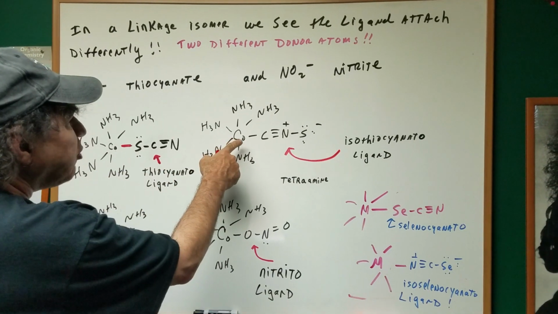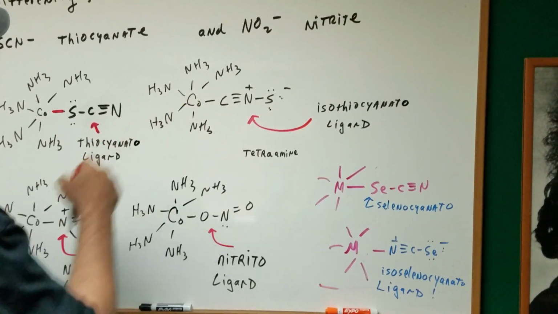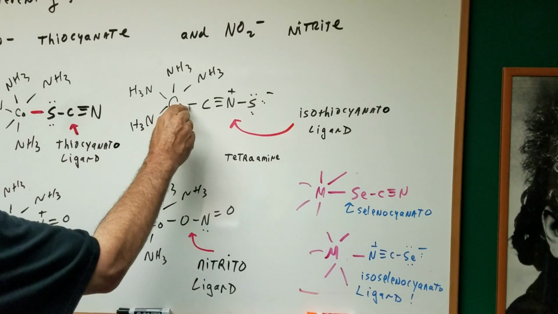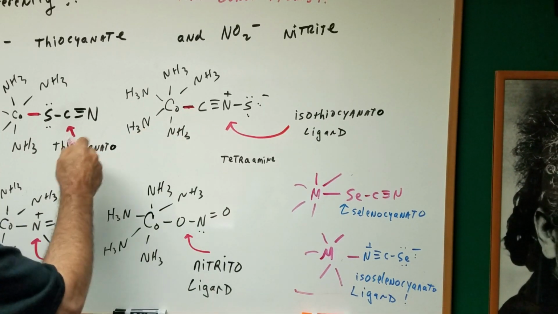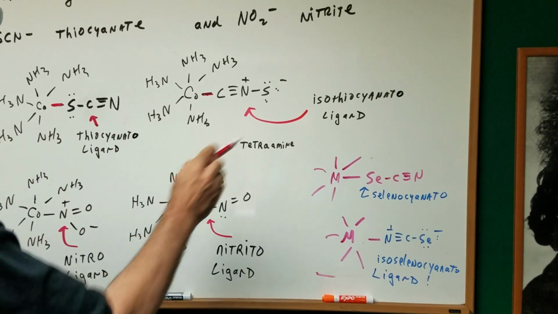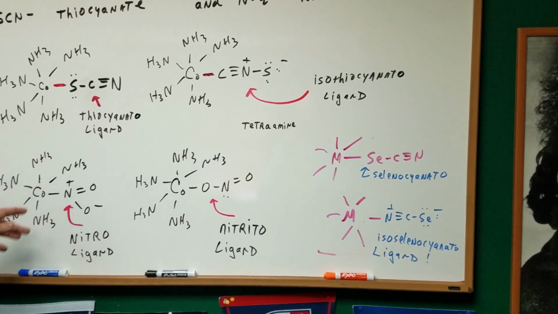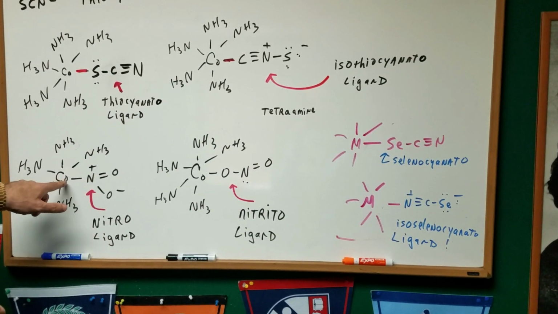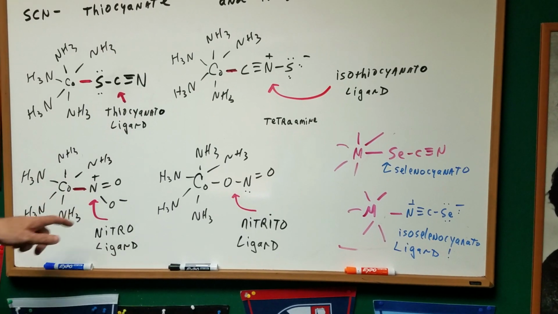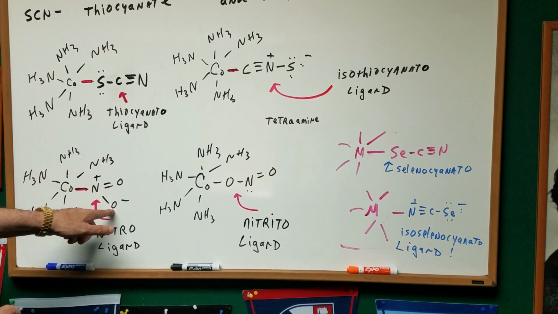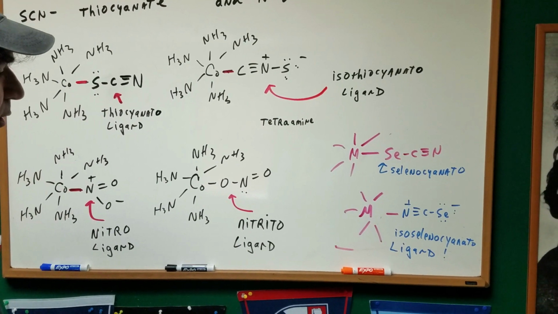But now, look what happens. Instead of attaching from the sulfur, we can attach it from the nitrogen side. So notice, we linked them differently. And now, instead of having a thiocyanate ligand, we have an isothiocyanate ligand. All right, another example would be nitro. Notice if I attach it here, there's a cobalt-nitrogen bond. Or what if the donor was an O? Notice we have the nitrito ligand.